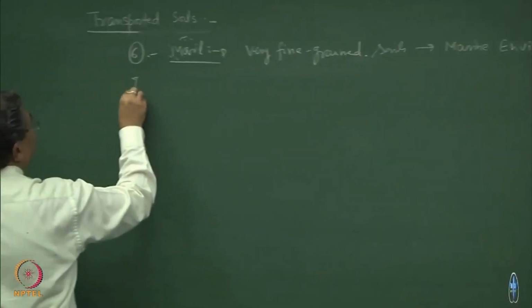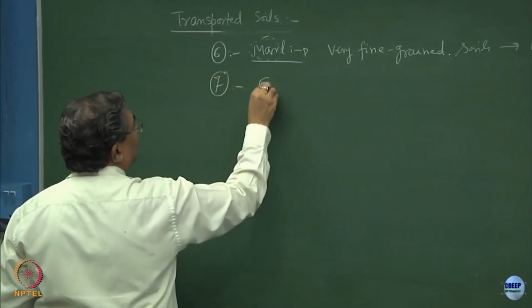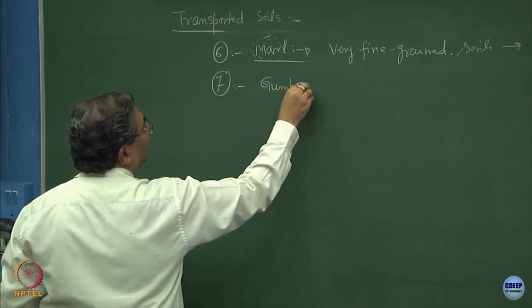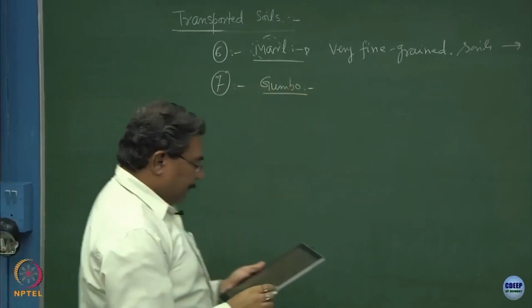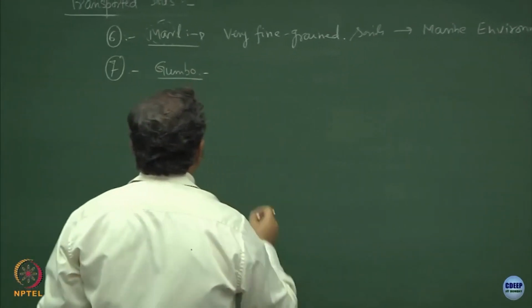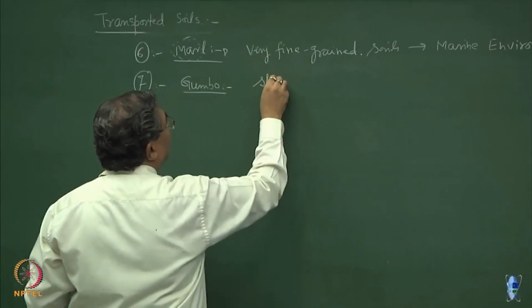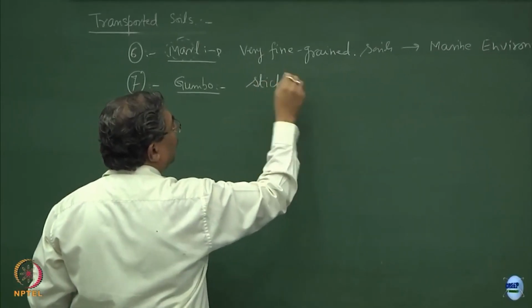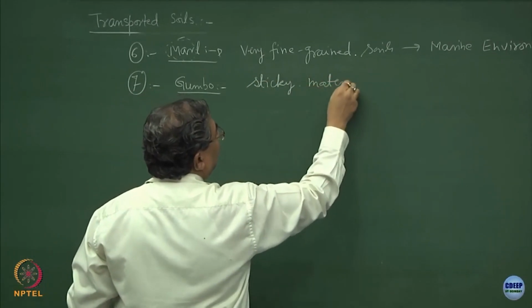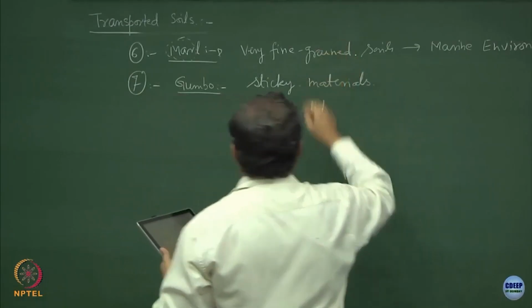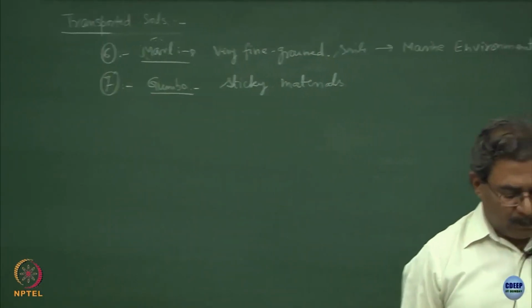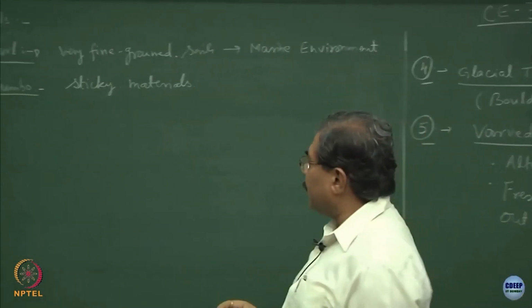There is another category which is known as gumbo. These are very sticky materials, and when soil is sticky, it is also going to be plastic in nature and dark colored.